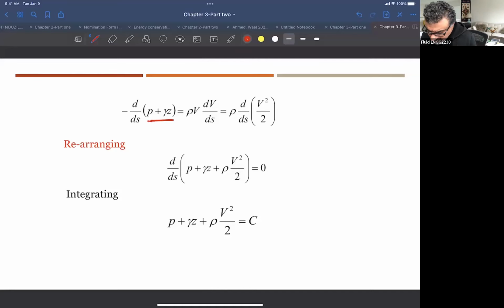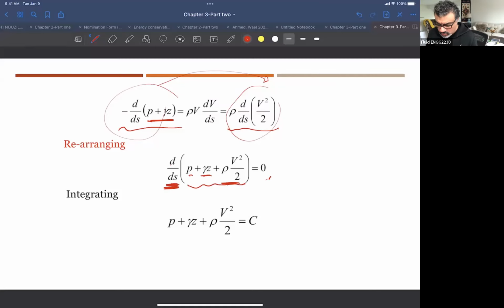is equal to rho d by ds of v square over 2. I can rearrange this to one side, so it's going to be d by ds of pressure plus gamma z plus rho v square over 2, and this will be equal to 0 because I put it on this side. So what is this telling you? It's telling you that along any path, d by ds of these three terms is equal to 0, which means that the integration with respect to s of this term is this term here, and the integration of 0 will be a constant. This is basically what the Euler equation is saying.